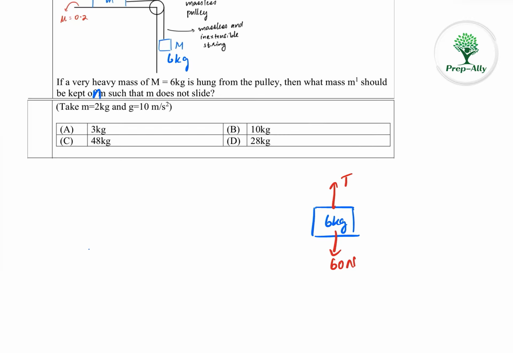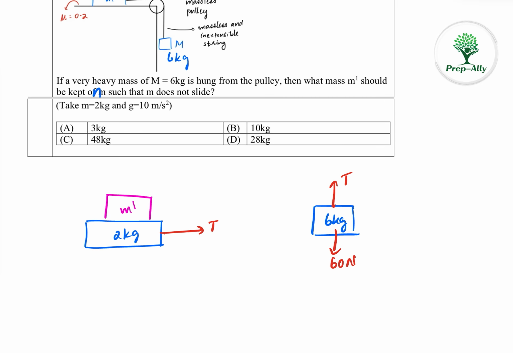Now if we draw the block M and M dash, and we have M dash on top, M is given as 2 kg, so let's keep it as 2 kg. Now it's connected to the string, so we'll get a horizontal force of tension. Now the floor between M and the table is rough, so we get a friction here. Now when it is just about to slip, friction is maximum, it is limiting friction.